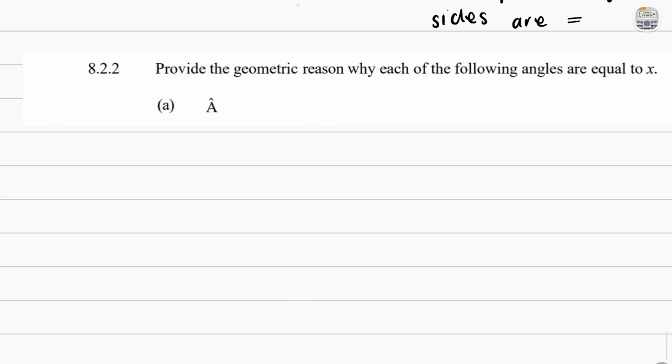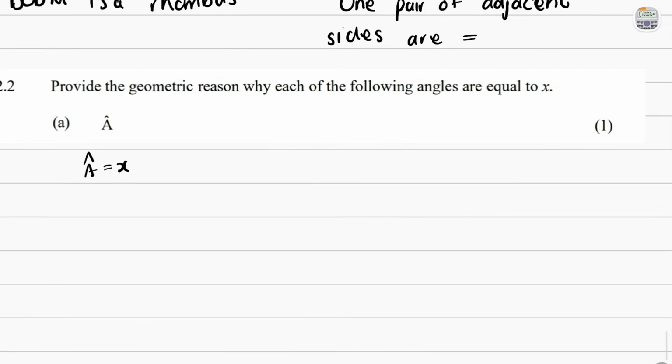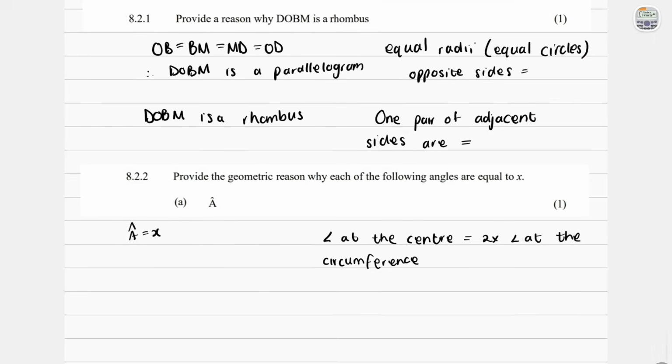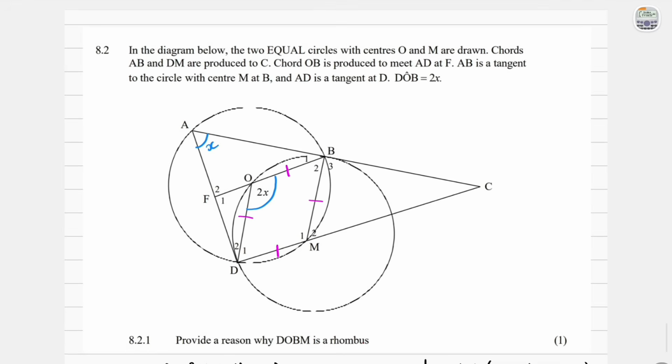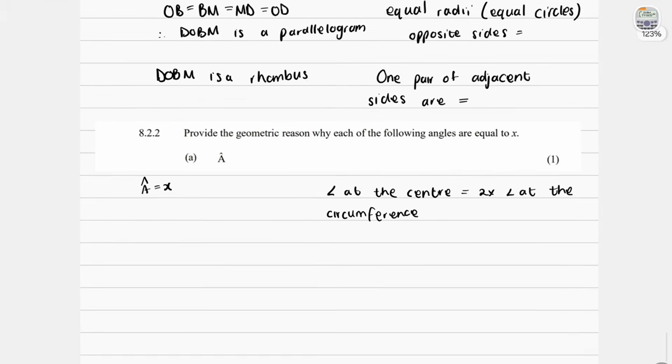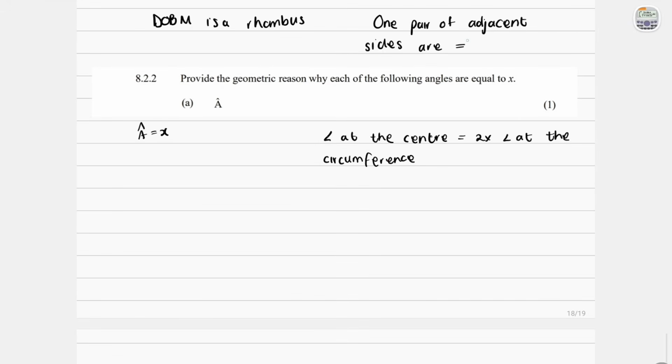So we can go ahead and tell them that this is actually equal to x. Angle A equals x. And the reason, we'll put that down: the angle at the center is twice the angle at the circumference. So that is our answer for angle A. Moving on to the next question.